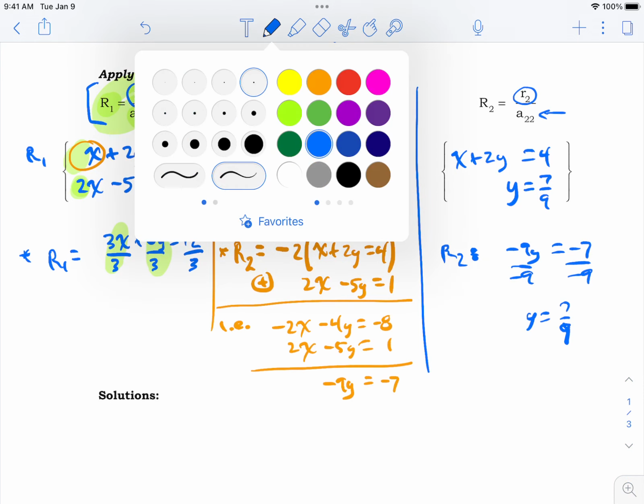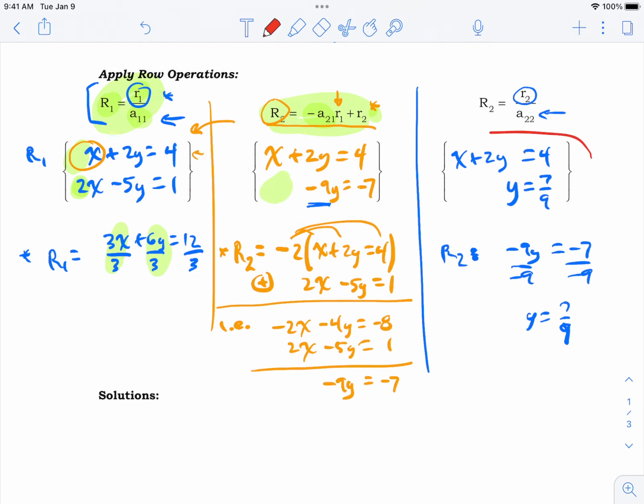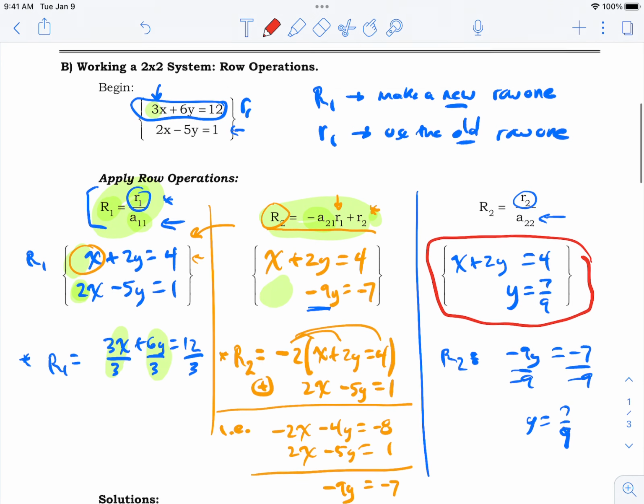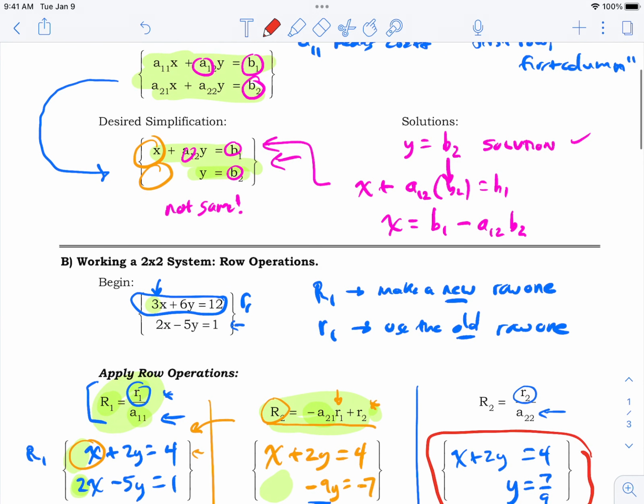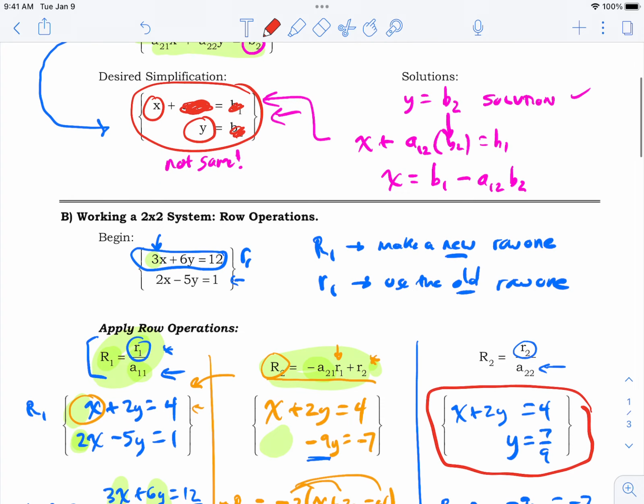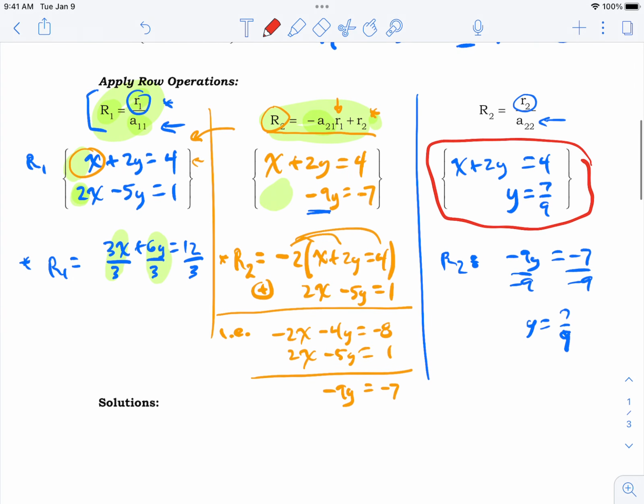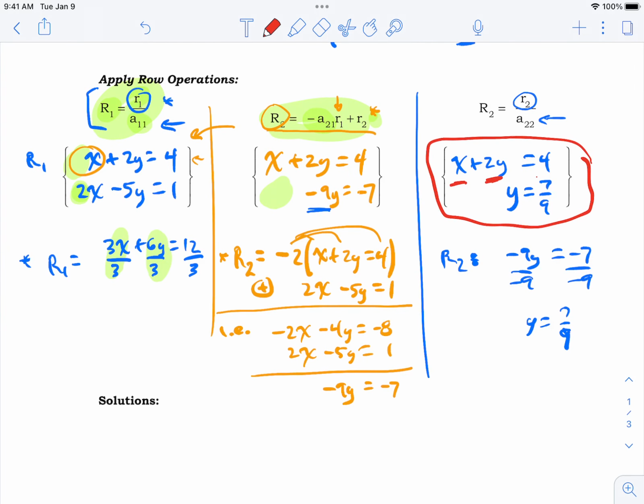Now, in some sense, we've arrived at our answer. Not quite, but that's pretty much our answer. That was the simplified form we were looking for. So scrolling up again to take a look. We wanted to have this kind of a shape: x plus some number y equals some number, and y equals some number. That's what we got here. We got x plus some number y equals a number. We got y equals some number. Perfect.